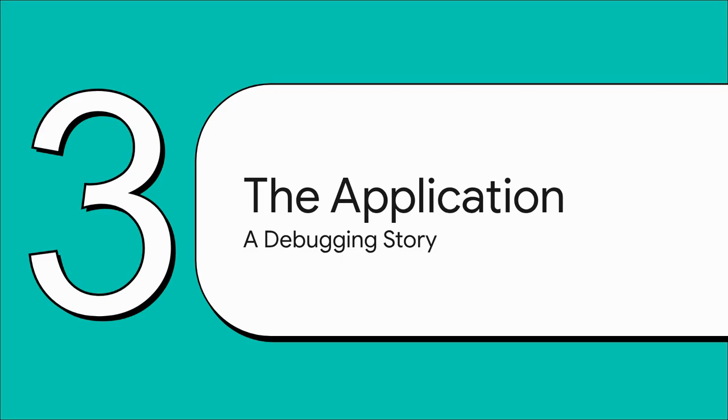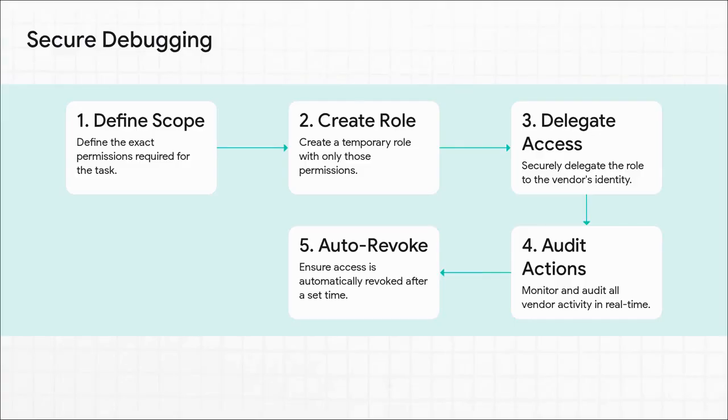All right, so let's take our new toolkit and apply it to that 2 a.m. crisis we talked about at the beginning. The app's down, the vendor needs in. How do we use the principle of least privilege to solve this without compromising security? And this is the playbook. It's a repeatable blueprint for safety. First, you don't just give them admin. No way. You ask them, what specific logs do you need to read? What single service do you need to restart? You define the exact permissions.